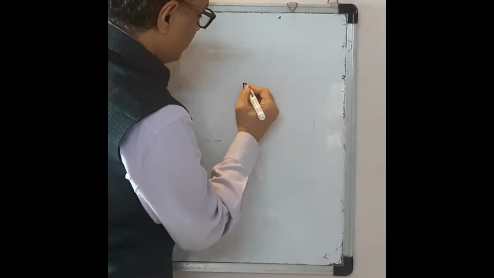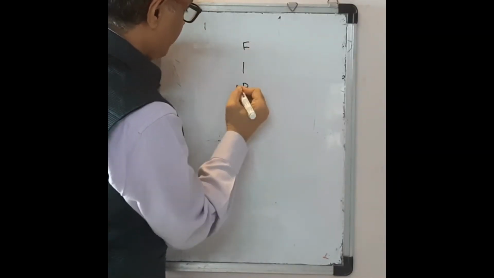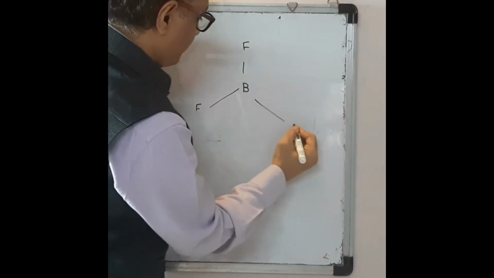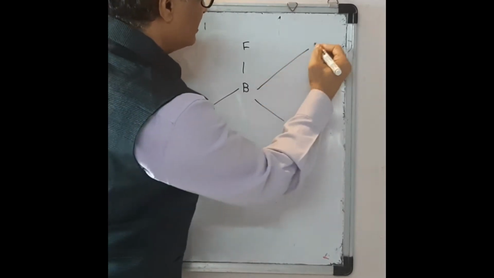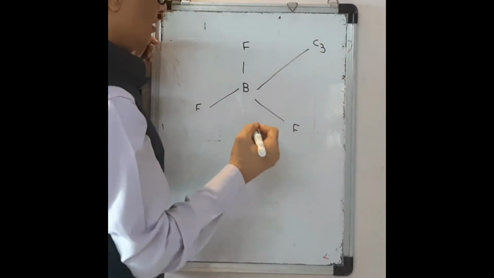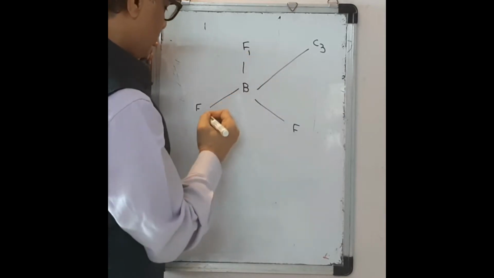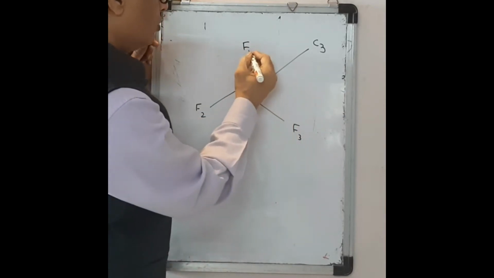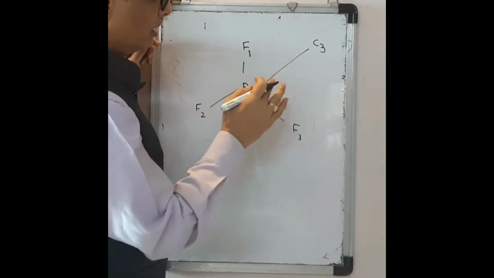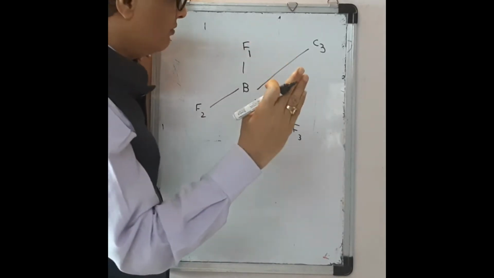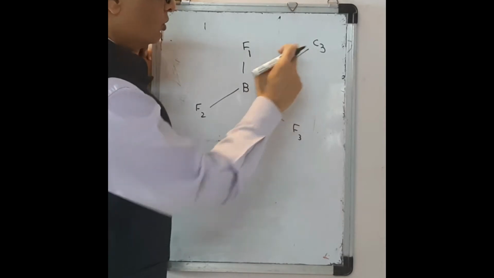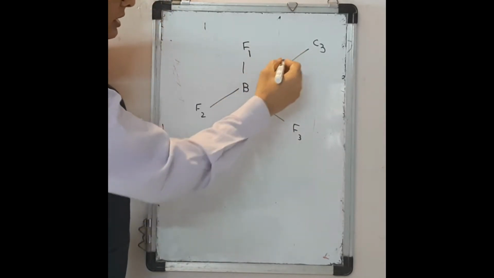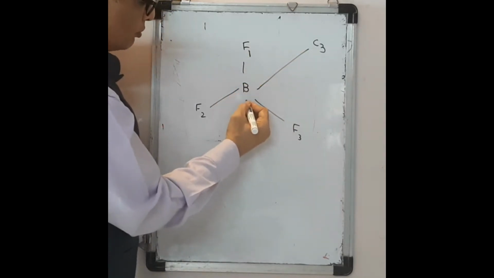This is our BF3. This is the C3 axis. If it is rotated by 120 degrees, then 1 is shifted to 2, 2 to 3 and 3 to 1. Another 2 rotations by 120 degrees give the original. So a total of 3 rotations by 120 degrees are required to get the original. So this is C3.